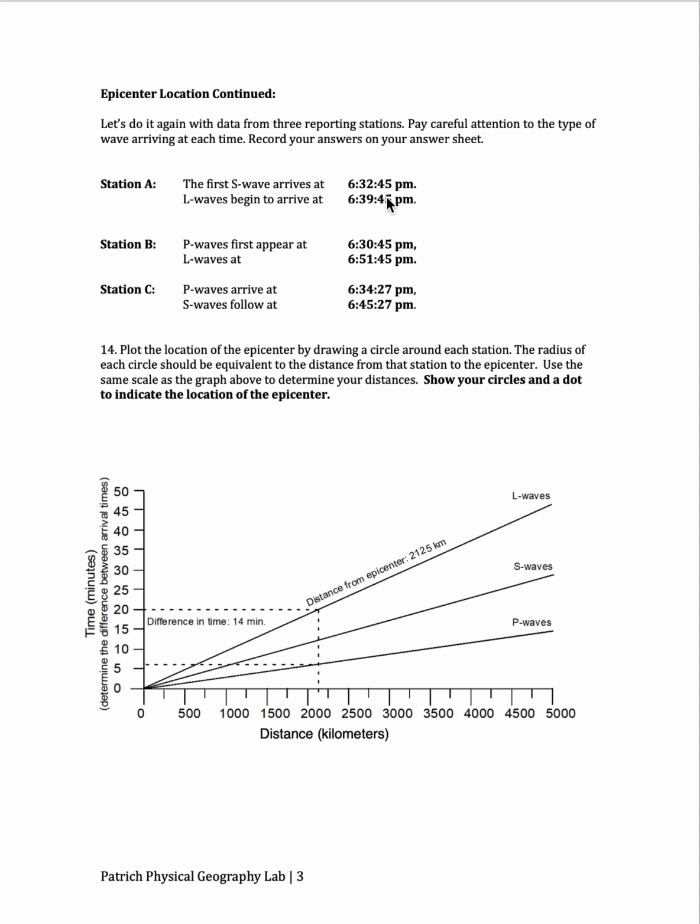Now that we understand that information, we're able to go to a diagram such as this and say, well, let's just say that you work at station A, and you received an S wave at 6:32 p.m. and then your device picked up an L wave at 6:39. We see that there are 7 minutes that separate those two waves.